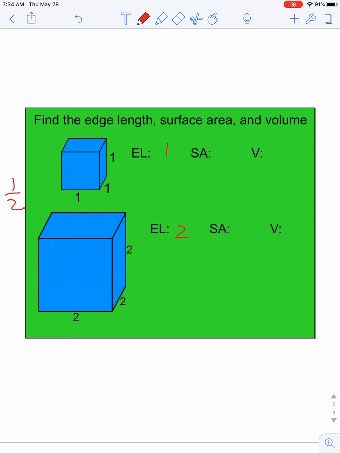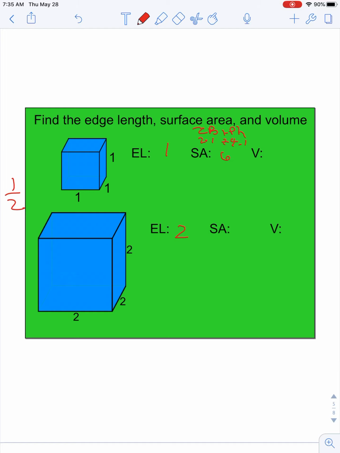My surface area of this cube: let's just write this down, the area of the base times 2 plus the perimeter of the base times the height. That's what it is for a prism. That's our surface area. So the area of the base is 1. Multiply that by 2, we get 2. The perimeter of the base is 4 times the height, which is 1. So we get 2 plus 4 is 6.